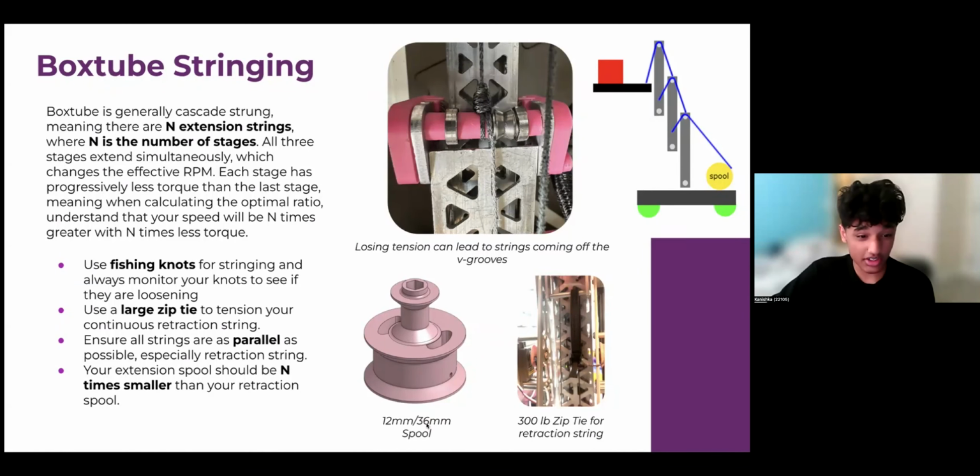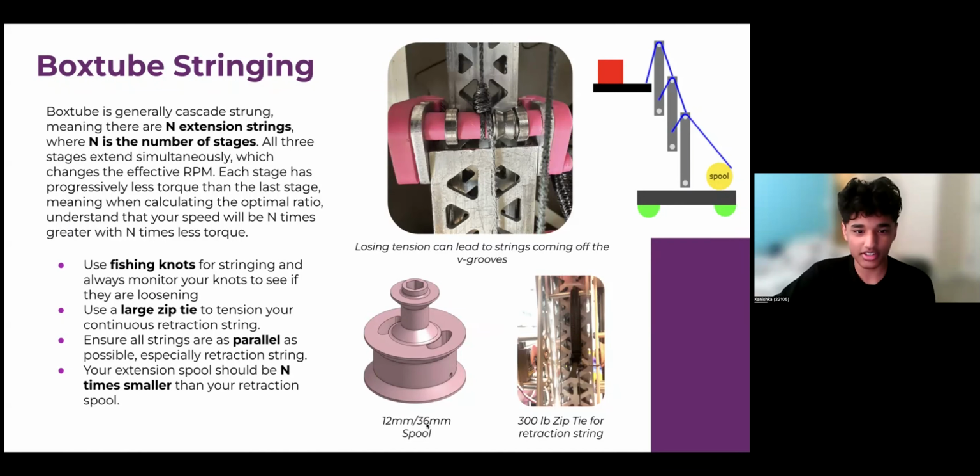Now make sure, especially your continuous retraction string, that it's parallel with your Boxtube, because if it's not, it will cause the string to loosen. So it'll be on a hypotenuse compared to the Boxtube. So as it extends and retracts, the ratio won't exactly be 3-to-1. And your spool is 3-to-1, meaning that it'll loosen. The big thing about anything loosening is if it loosens, you will likely de-string.